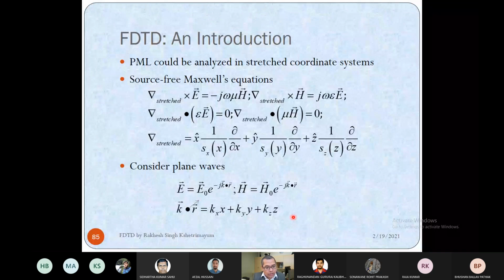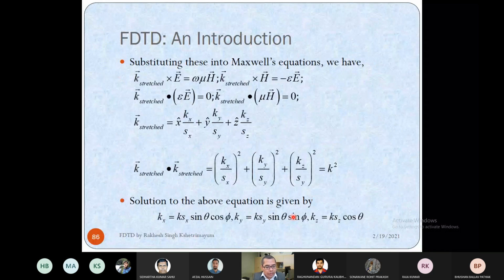So now let's see something in the next slide. For the plane waves, you can replace all the del operators by jk, and then you get these equations for the plane waves. K stress cross product with electric field is equal to omega mu H. K stress cross product with magnetic field is equal to minus epsilon E. You can easily derive this. I think I have discussed this in one of the classes, maybe last semester. K stress dot epsilon E is equal to 0. K stress dot mu H is equal to 0.